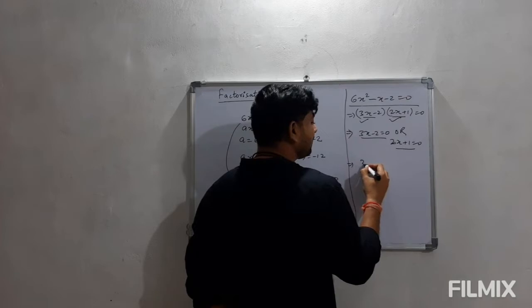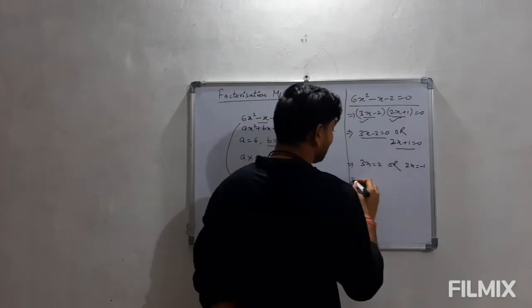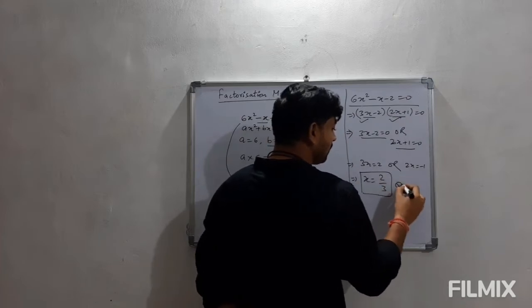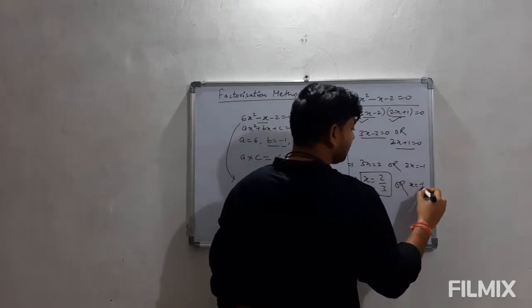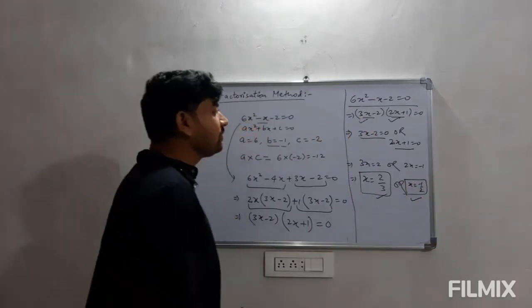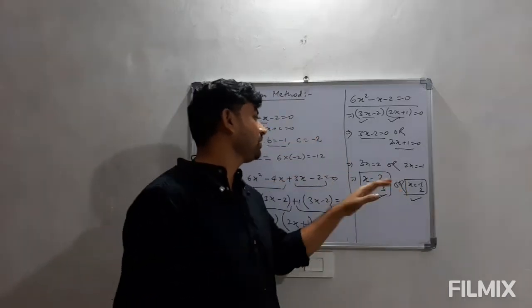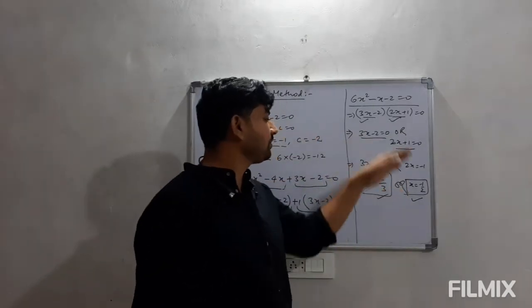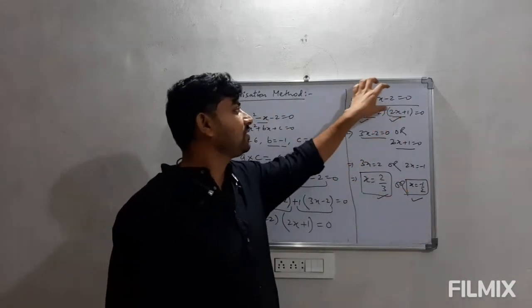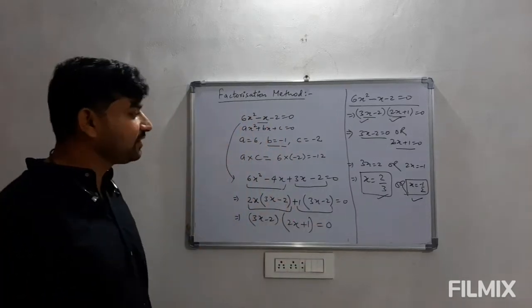If you look at this, we get here 3x is equal to 2 or 2x is equal to minus 1. So from here we are getting x is equal to 2 by 3 or x is equal to minus 1 by 2. So these are the values for which the given quadratic equation is true. Means if we substitute x is equal to 2 by 3 and x is equal to minus 1 by 2 in this equation, the value of this LHS will be equal to RHS. So this is the whole factorization process.